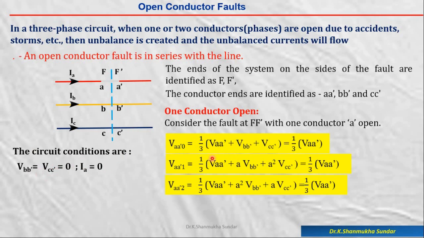So now from the circuit conditions, substitute. What is VBB dash, VCC dash? These two are 0. So what is left out? VA dash by 3. Now in this equation, VBB dash and VCC dash are 0. So what is left out? VA dash by 3. Similarly, VBB dash and VCC dash are equal to 0 from the circuit condition. Left out will be VA dash by 3. Now you can see from all these three, after substituting these circuit conditions, all these three symmetrical components of voltages are equal, isn't it? So that means VA dash 0 is equal to VA dash 1 is equal to VA dash 2. That means all the symmetrical components of voltages are equal. Is it clear? This is the one relation we have obtained.